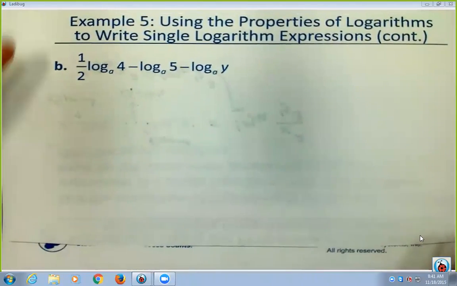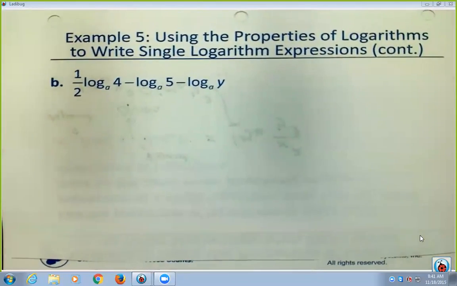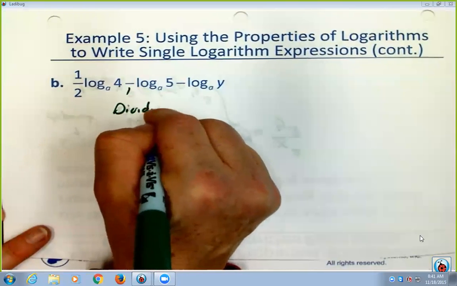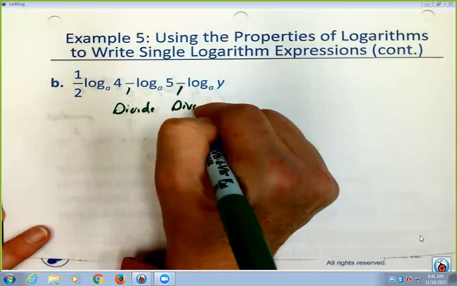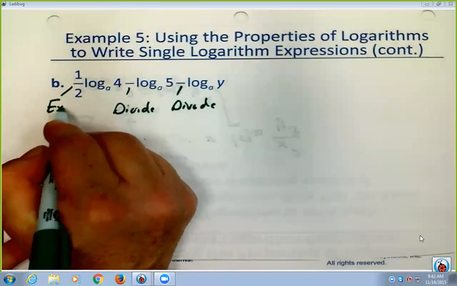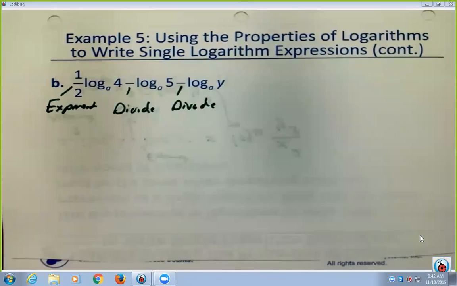This one's expanded out. This one's got double subtractions in it. So this means divide. This means divide. This means an exponent. Okay?